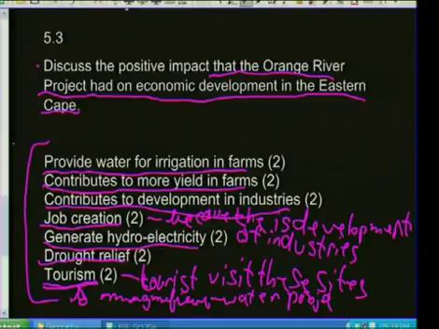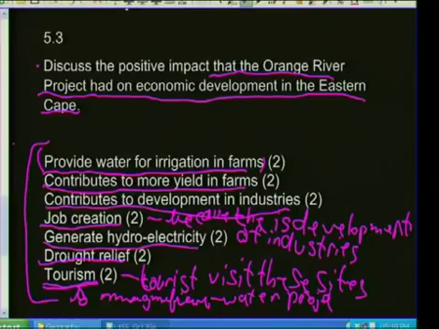Don't leave it at job creation. Take it a bit further, all right? Because there's more industries, more job opportunities. You understand? Like these ones here are quite full. Provide water for irrigation in farms. That's fine. But don't just leave it if you're asked to discuss. Take it a few words further. Don't write a whole essay on it.